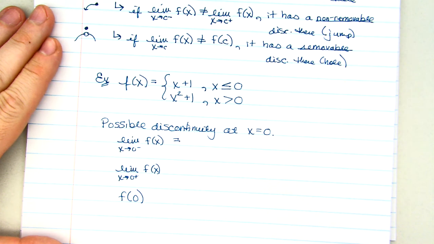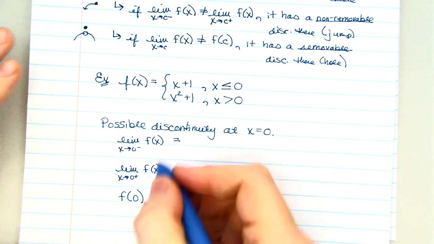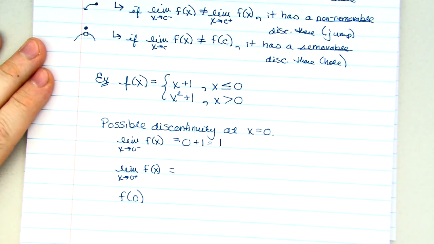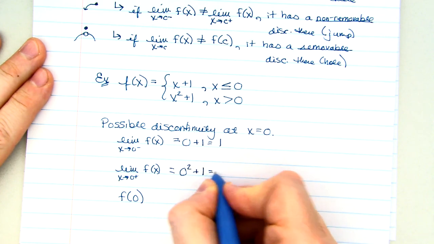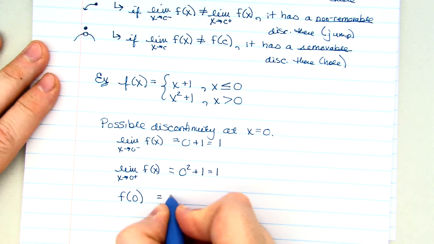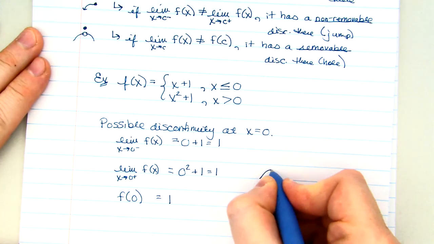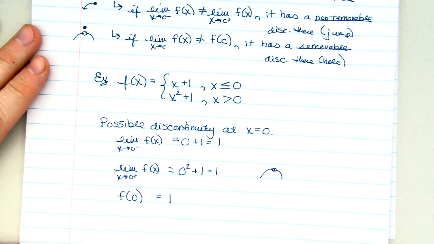From the left? From the left, 1. 0 plus 1, 1. From the right, 1. Not because it's 0 plus 1, but because it's 0 squared plus 1, and that's 1. F of 0? What type of discontinuity do we have? We don't. We're perfectly continuous. We're approaching 1. We're approaching 1. We equal 1 right there. What are we going to say here?